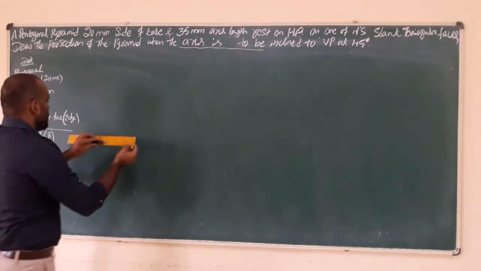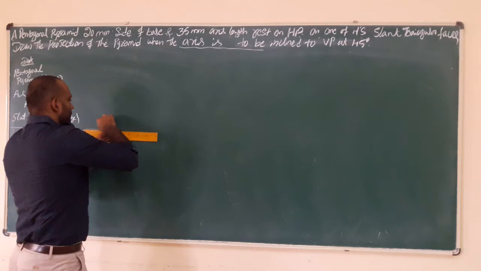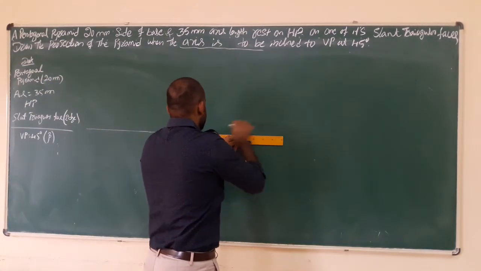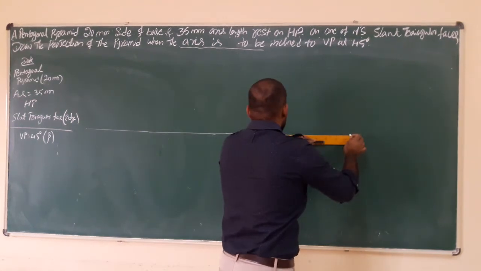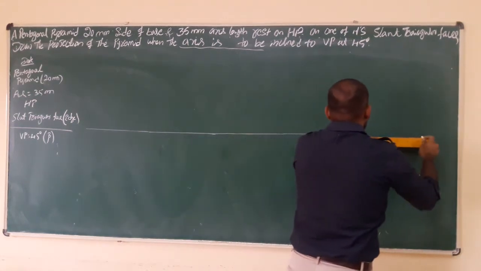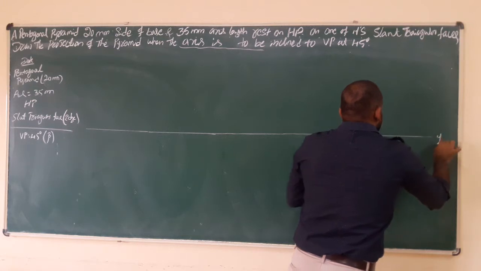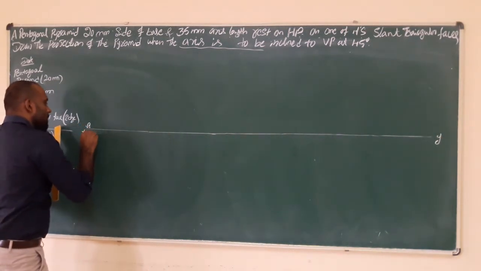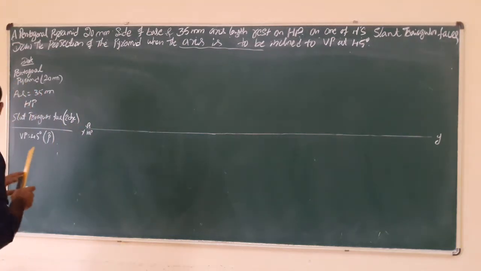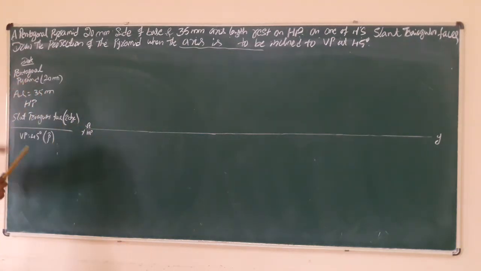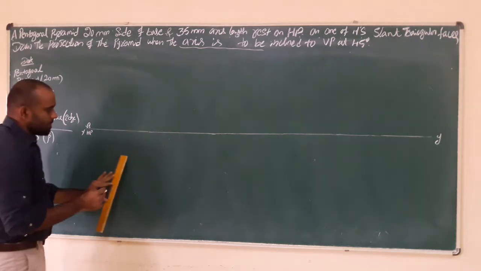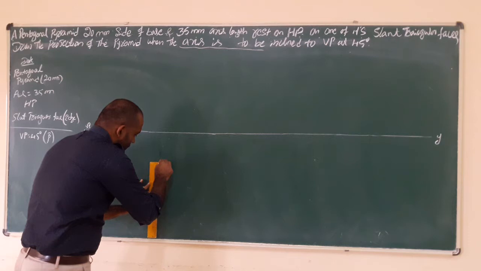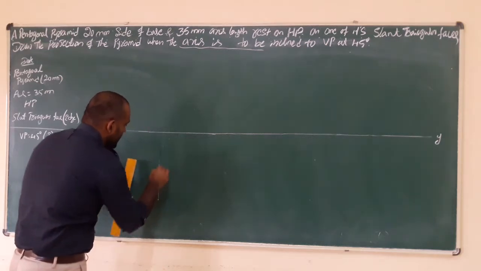First, I have to draw the XY line. Y, X, VP and HP. The pentagon you have to draw with respect to the edge. First you have to draw the 20 line.